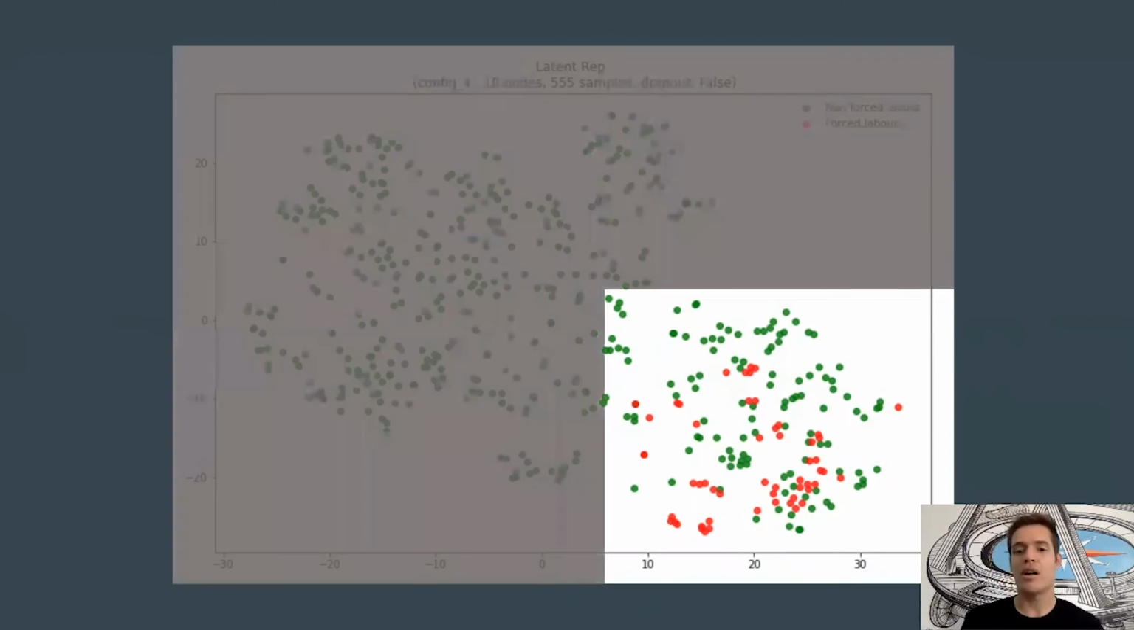The red dots are clear cases, 100% confirmed forced labor offenders. The green cases, however, are not necessarily confirmed non-offenders. Some of them, especially the ones grouped quite close to the red ones here, may actually be offenders, but they haven't been caught by authorities. They've only been caught by the autoencoder.